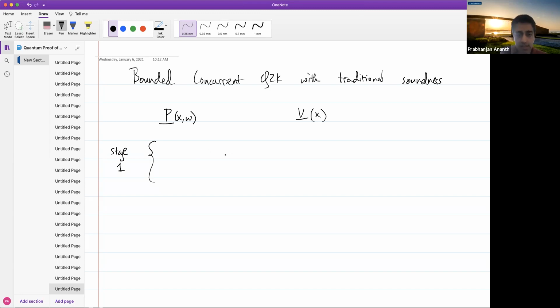So what is a slot? A slot consists of two messages. The prover sends a commitment to a bit, and the verifier sends a bit B prime. So this is a slot. And the prover and the verifier run many executions of a slot.